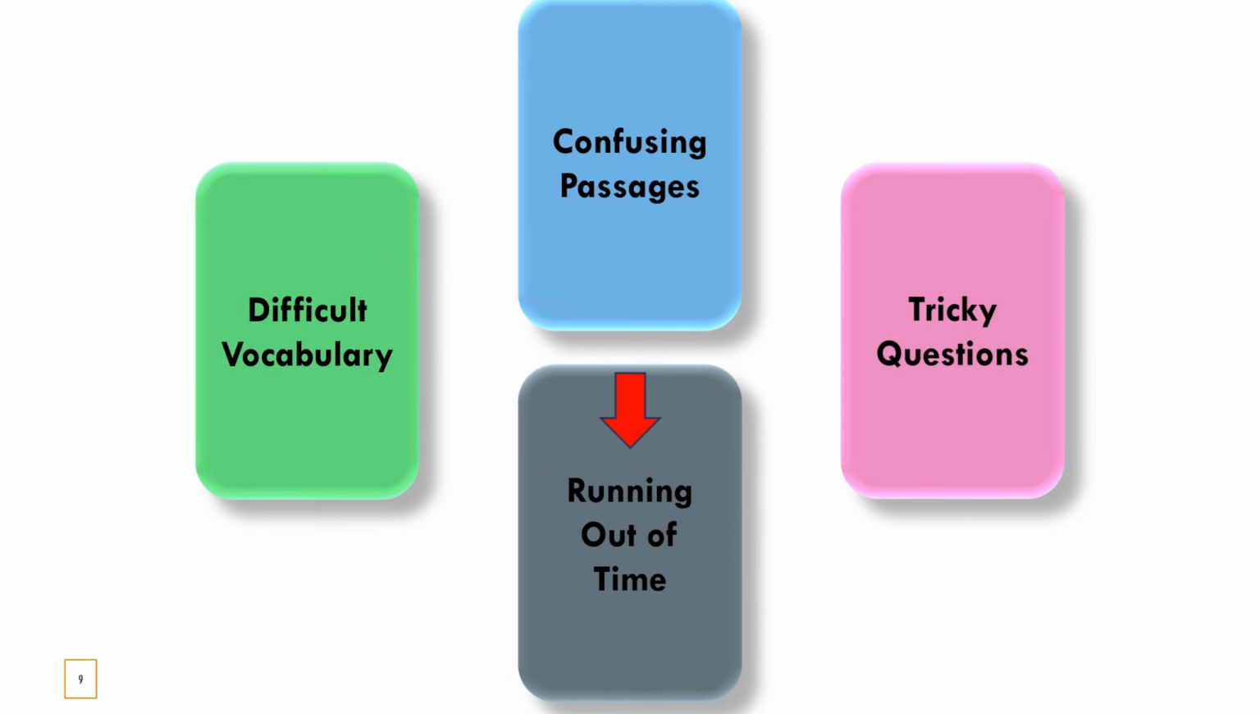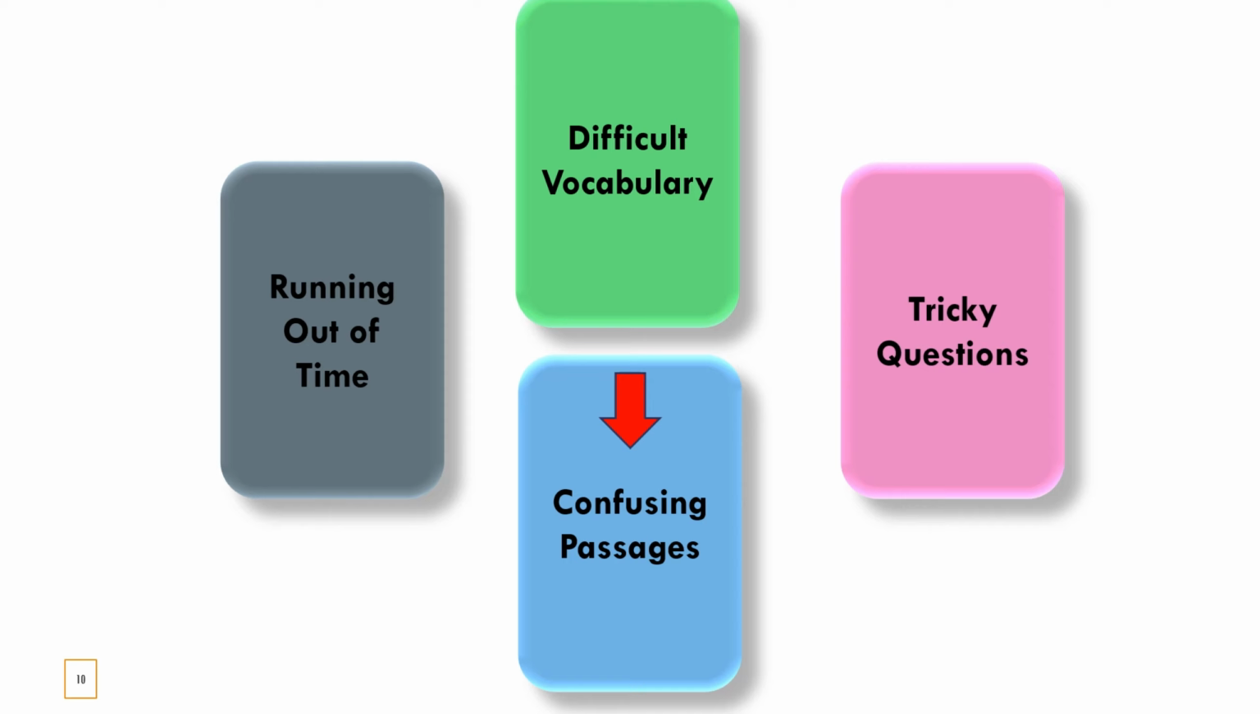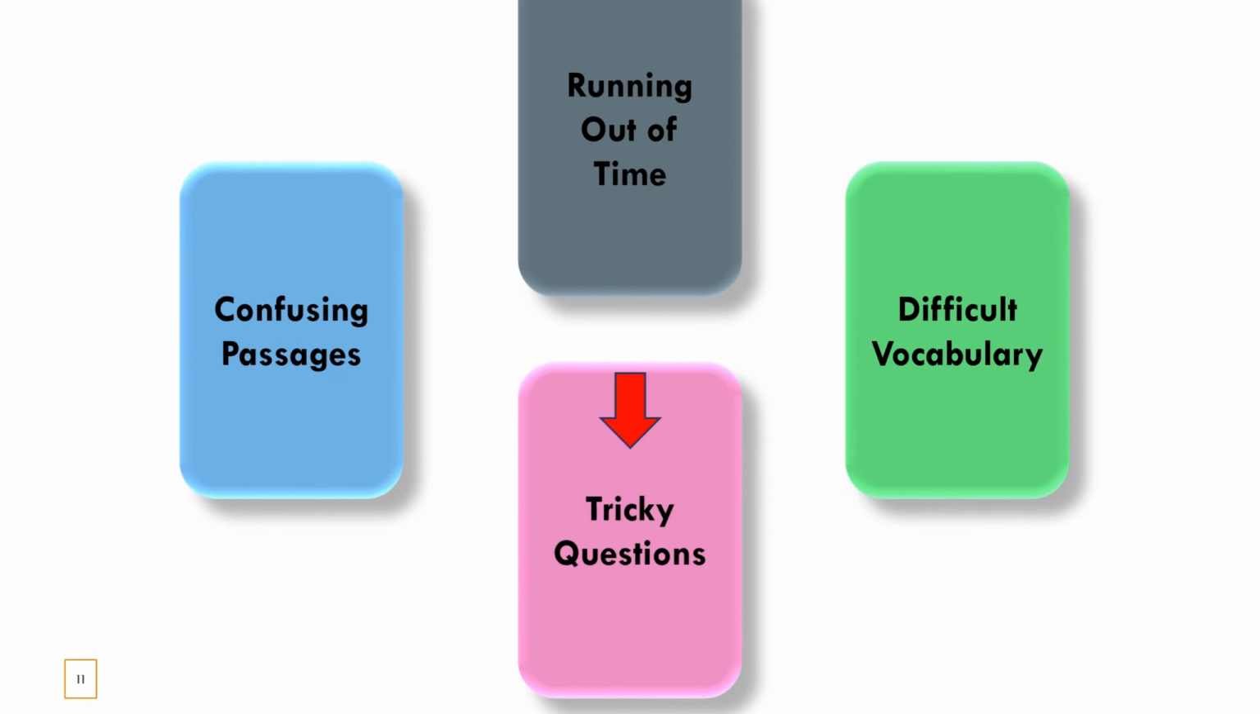The second challenge is running out of time. Practice timed tests so you can work faster. So in your mock tests, set a timer and then try to do your questions. This will improve your efficiency. The third challenge is confusing passages. So do not be confused with passages. Break them into smaller sections and focus on the main idea. The fourth challenge is tricky questions. Be careful with answers that look right but don't fully match with the text. These may be some distractions that will cause you to lose marks.